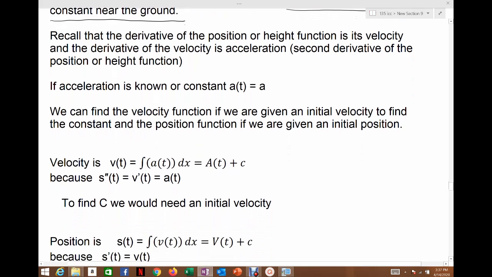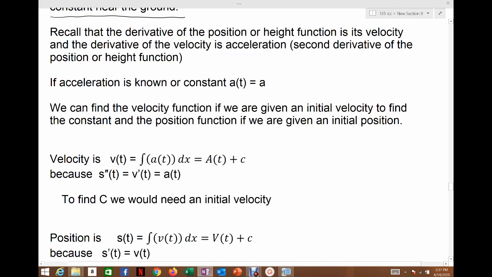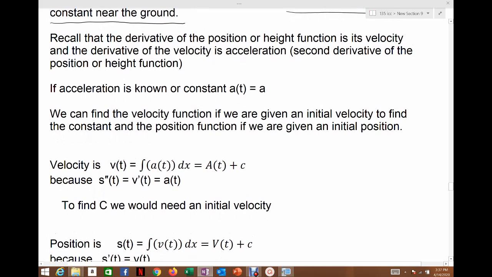Remember, the derivative of position, that would be the distance or the height the function is at a given time, is velocity, how fast it's moving in feet per second, miles per hour, meters per second, and things like that. And then the derivative of velocity is acceleration. That's the second derivative of our position function. It'd be meters per second squared, feet per second squared, and miles per hour squared.